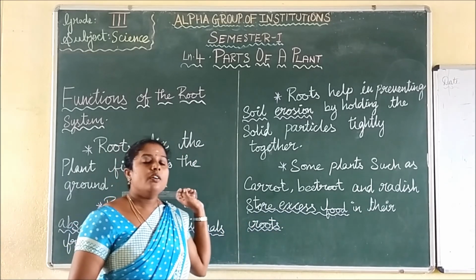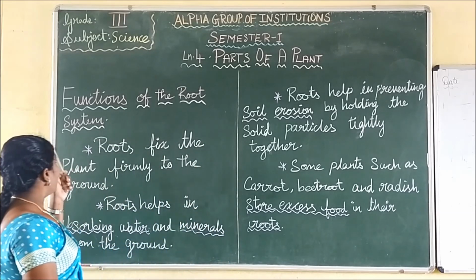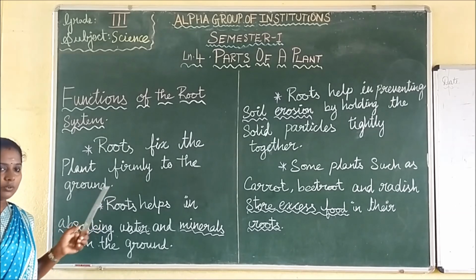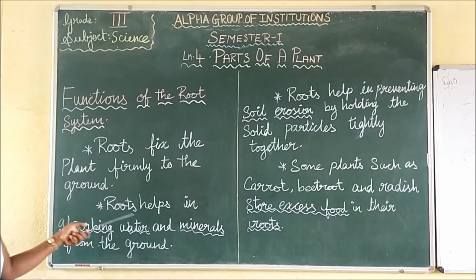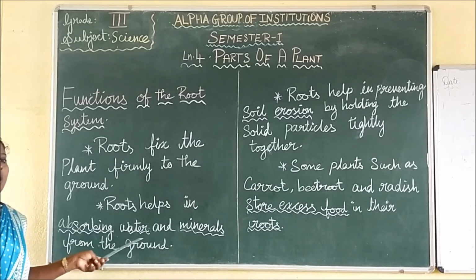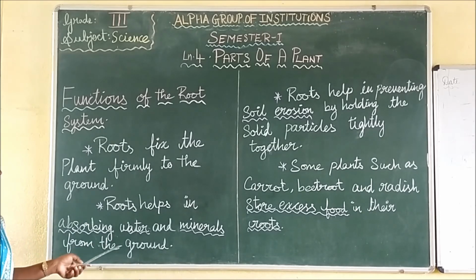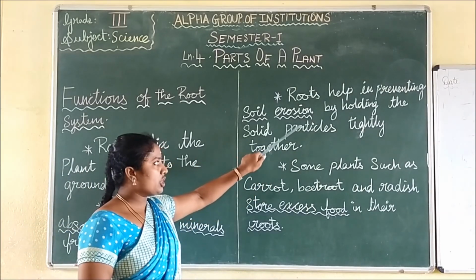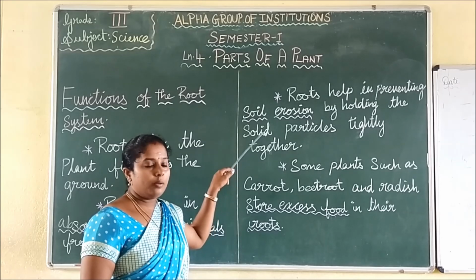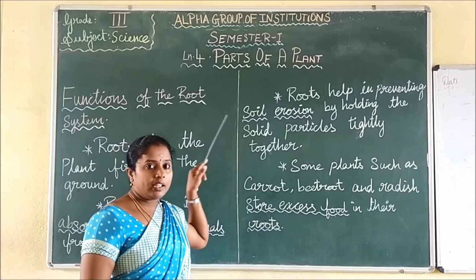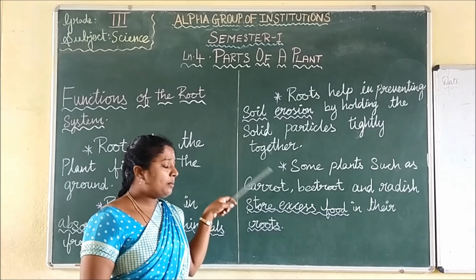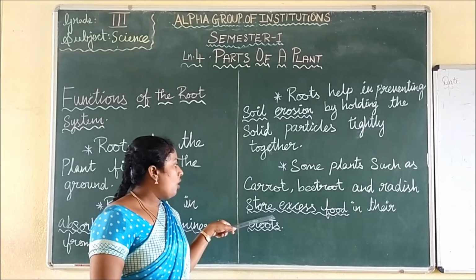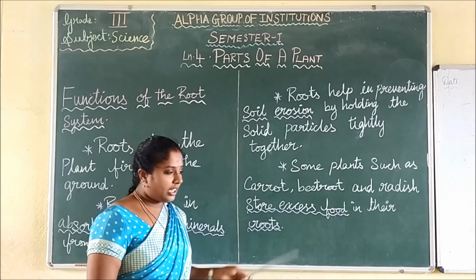So these are the functions of roots. Roots fix the plant firmly to the ground. Roots help in absorbing water and minerals from the ground. Roots help in preventing soil erosion by holding the soil particles tightly together. Some plants such as carrot, beetroot and radish store excess food in the roots.